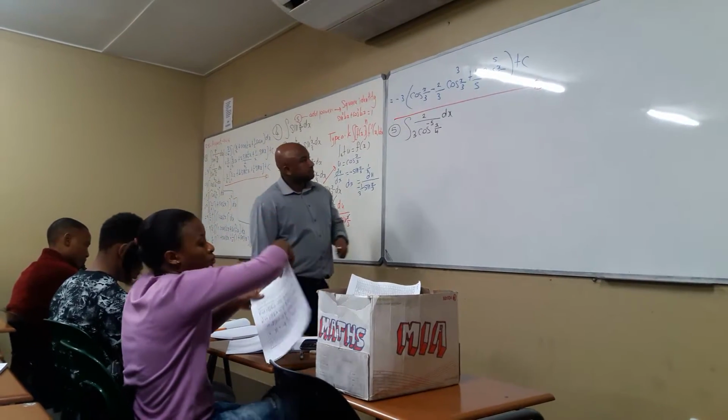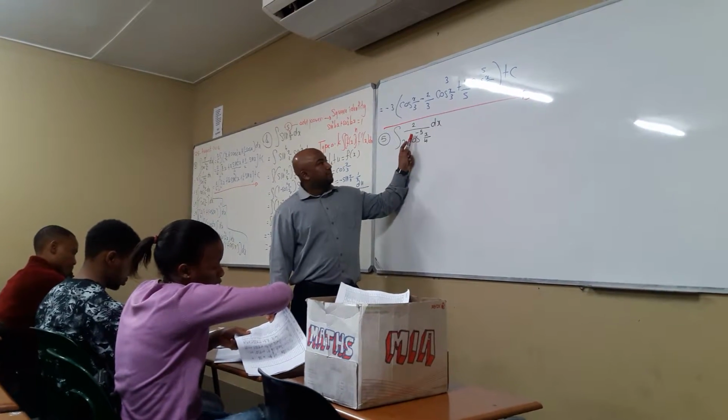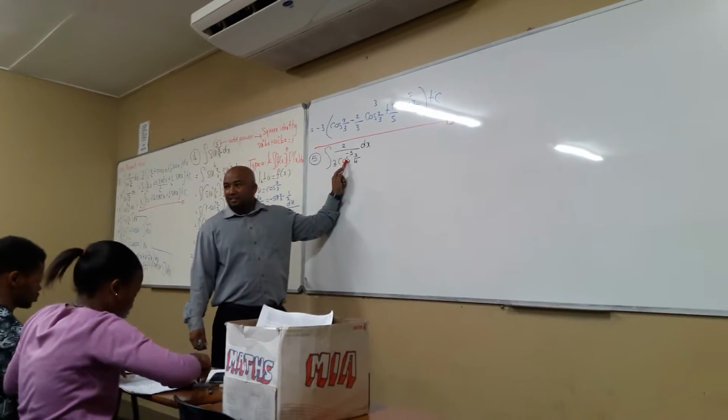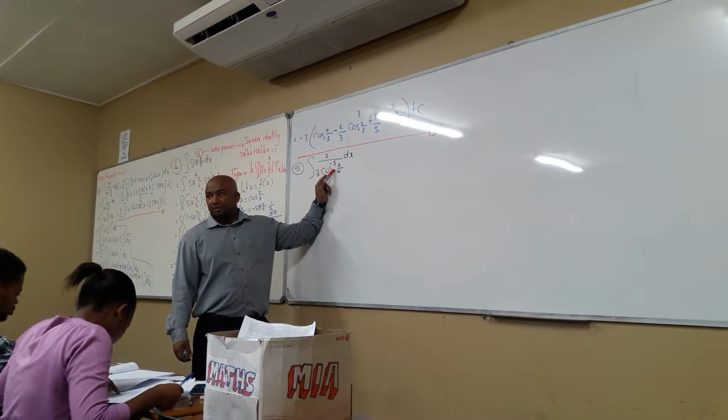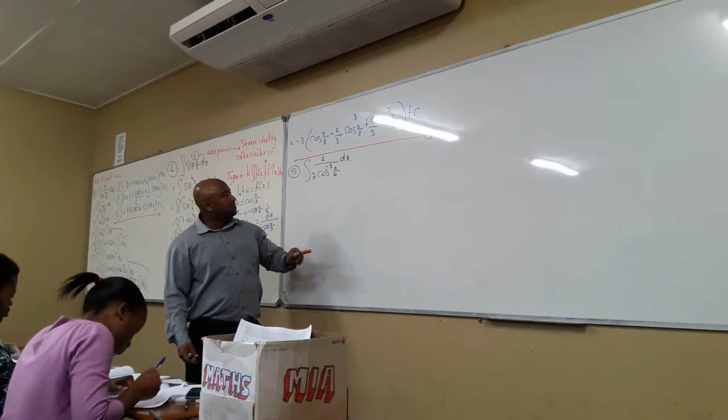Right, so you have a problem here. You have a negative exponent. You cannot apply any identities with your negative exponent. You need to make it positive.